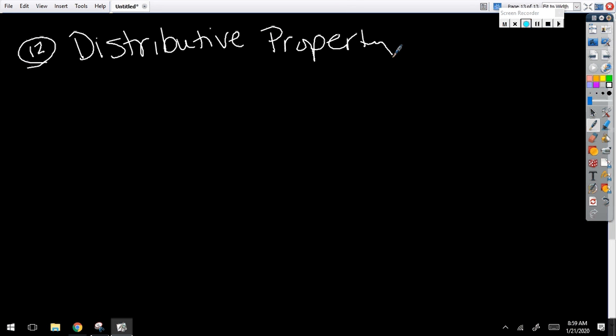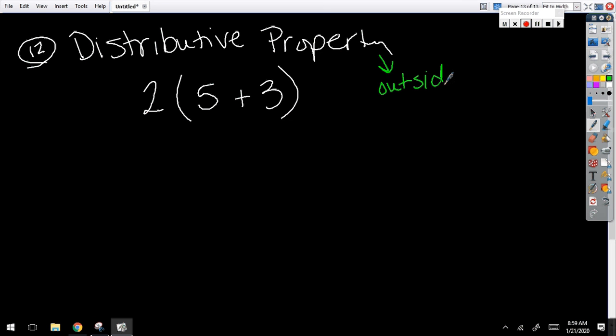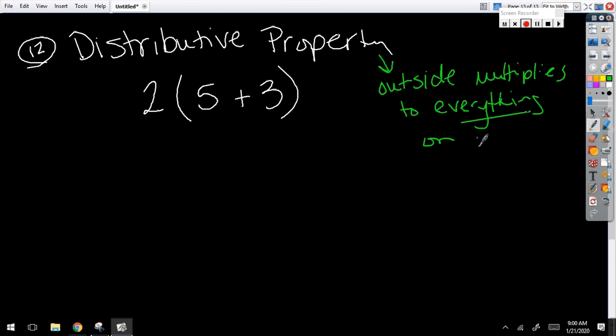Let's say that I have, let's start with some numbers first. Let's say 2 times 5 plus 3. What does the distributive property say? Because normally we'd add that 5 plus 3 together first, but I can use distributive property here also. Exactly. What's on the outside multiplies, yep, to everything on the inside.